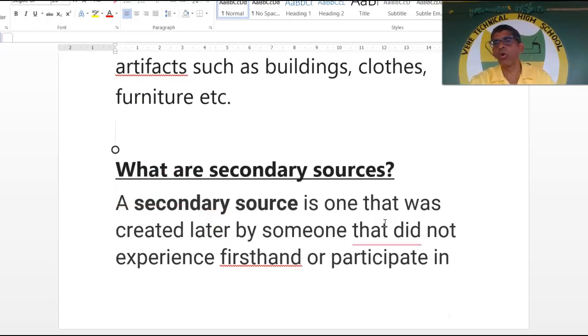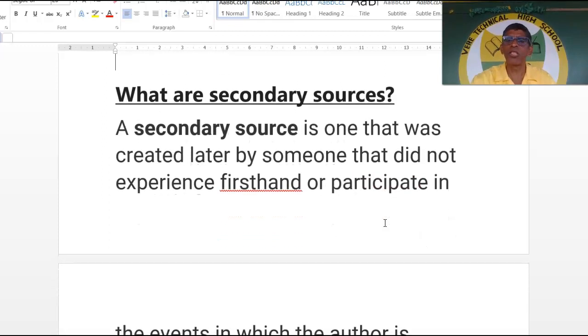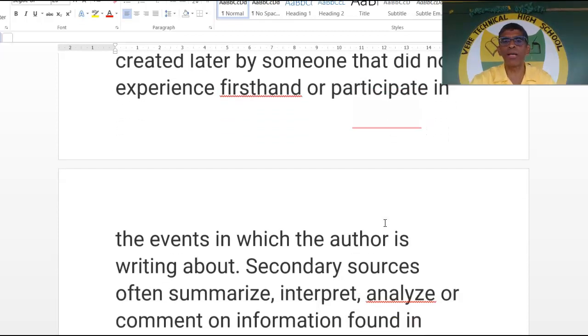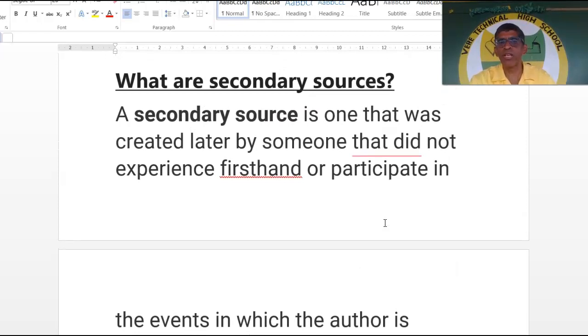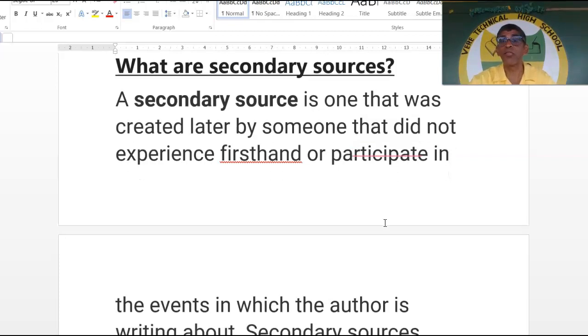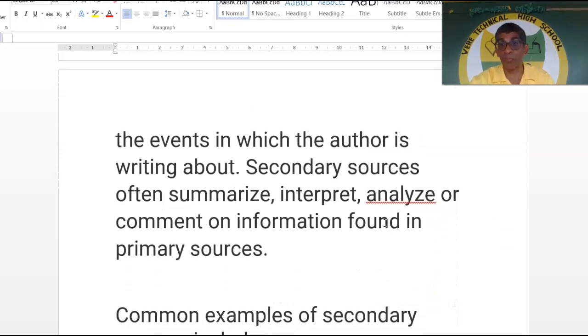What are secondary sources? So we now know what primary documents are, and we now know what primary sources are. What are secondary sources? Secondary sources are those things that are created by individuals who did not experience firsthand what happened during the period of time, or who did not participate in the events that the author is writing about. Let's go again. A secondary source is a source that was created later by someone who did not experience firsthand or participate in the events that the author is writing about. So secondary sources often summarize, interpret, analyze, or comment on information found in primary sources. So secondary sources are all those sources with information gathered from primary sources.